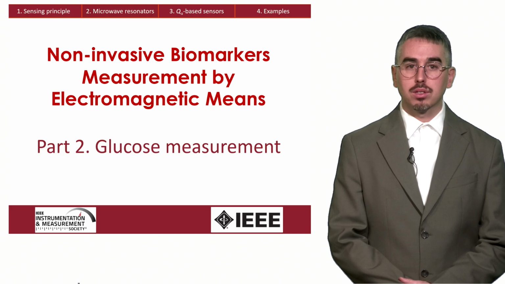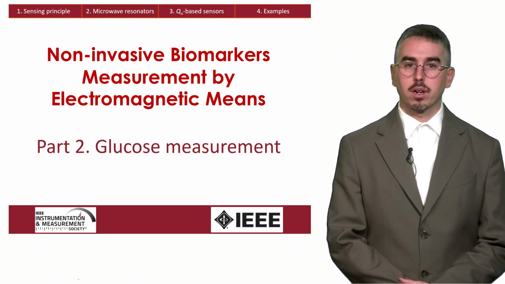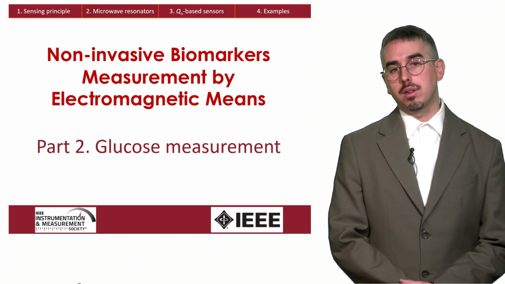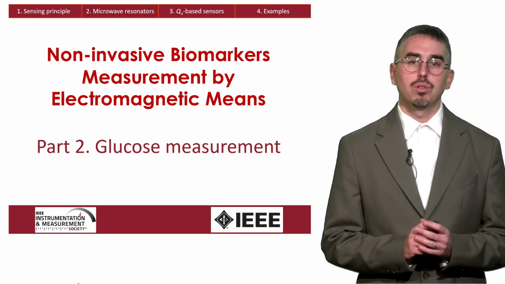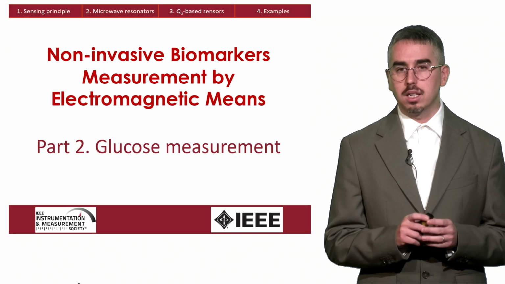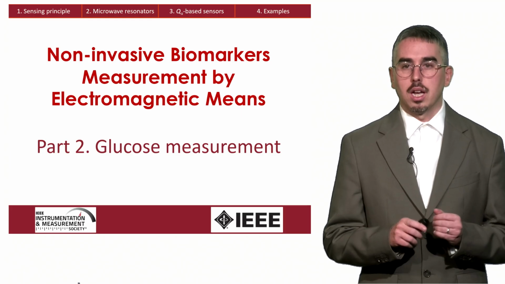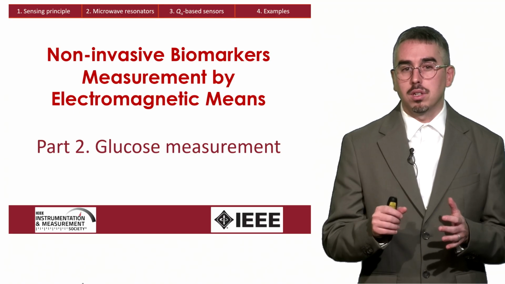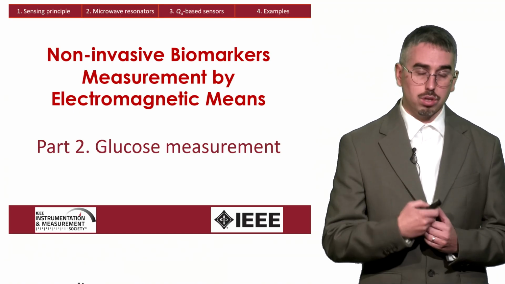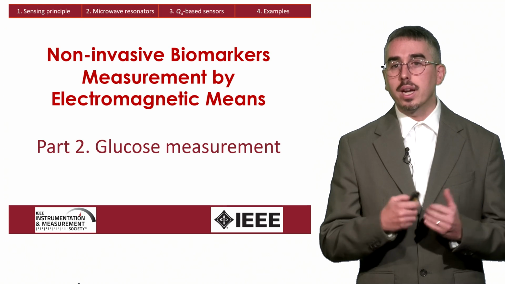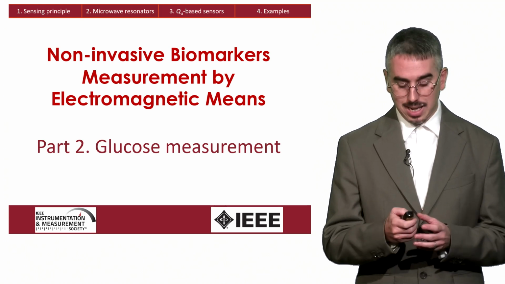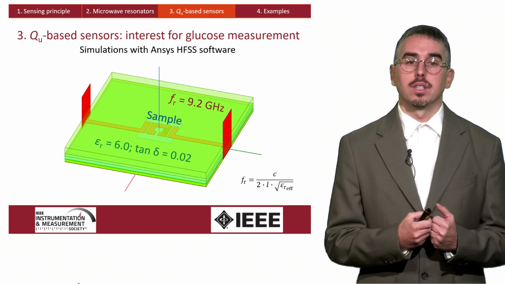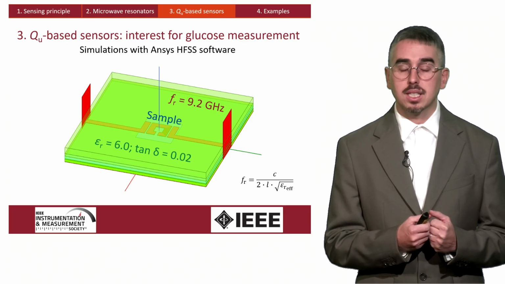Hello and welcome back to this video tutorial on non-invasive biomarkers measurement by electromagnetic means. After having seen the basic theory in part 1, here in part 2 we will discuss some practical hints for real implementation. And to do that, we will use the example of a particular application. In this case, we selected glucose concentration measurement, which is of great interest for managing diabetes. So let's try to implement one of these sensors, one of these measurement systems.